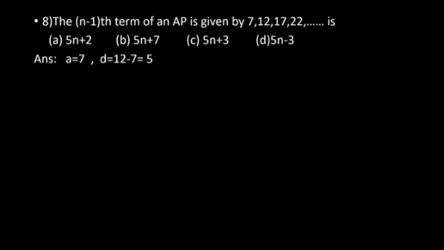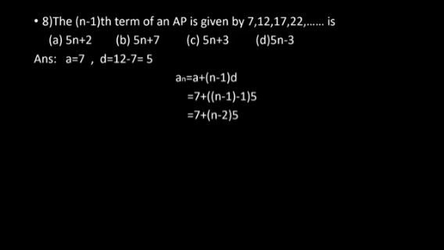Now we will write the formula. An equals A plus n minus 1 into D. Here you can see they said the n minus 1th term. That means the n value is n minus 1. We will substitute that here now. 7 plus, n value is n minus 1, into 5. Here we have a minus 1 with the same sign, so we can add it. We get 7 plus n minus 2 into 5.